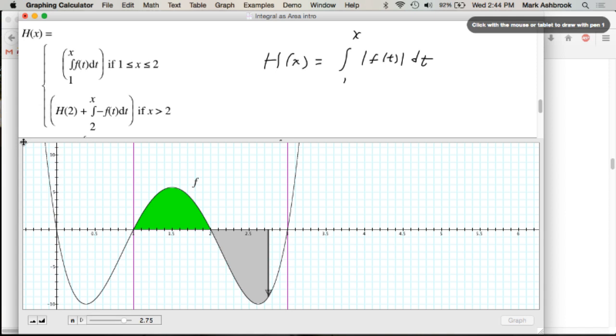So this is saying that when x is between 1 and 2, what is h of x? Just net accumulation of signed area, right? And since h of x is total area, that's okay because we know between 1 and 2, f is always positive. But then when x is greater than 2, what's the value of that function? What's h of 2?